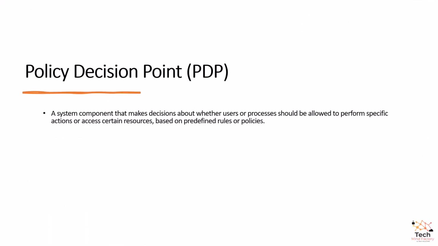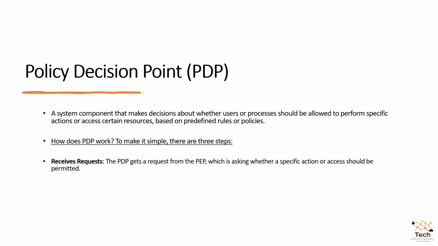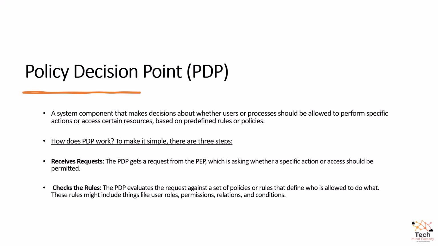It's a system component that makes decisions about whether users or processes should be allowed to perform specific actions or access certain resources based on predefined rules or policies. How does PDP work? To make it simple, there are 3 steps. First one, it receives requests. The PDP gets a request from the policy enforcement point, which is asking whether a specific action or access should be permitted. Then it checks the rules.